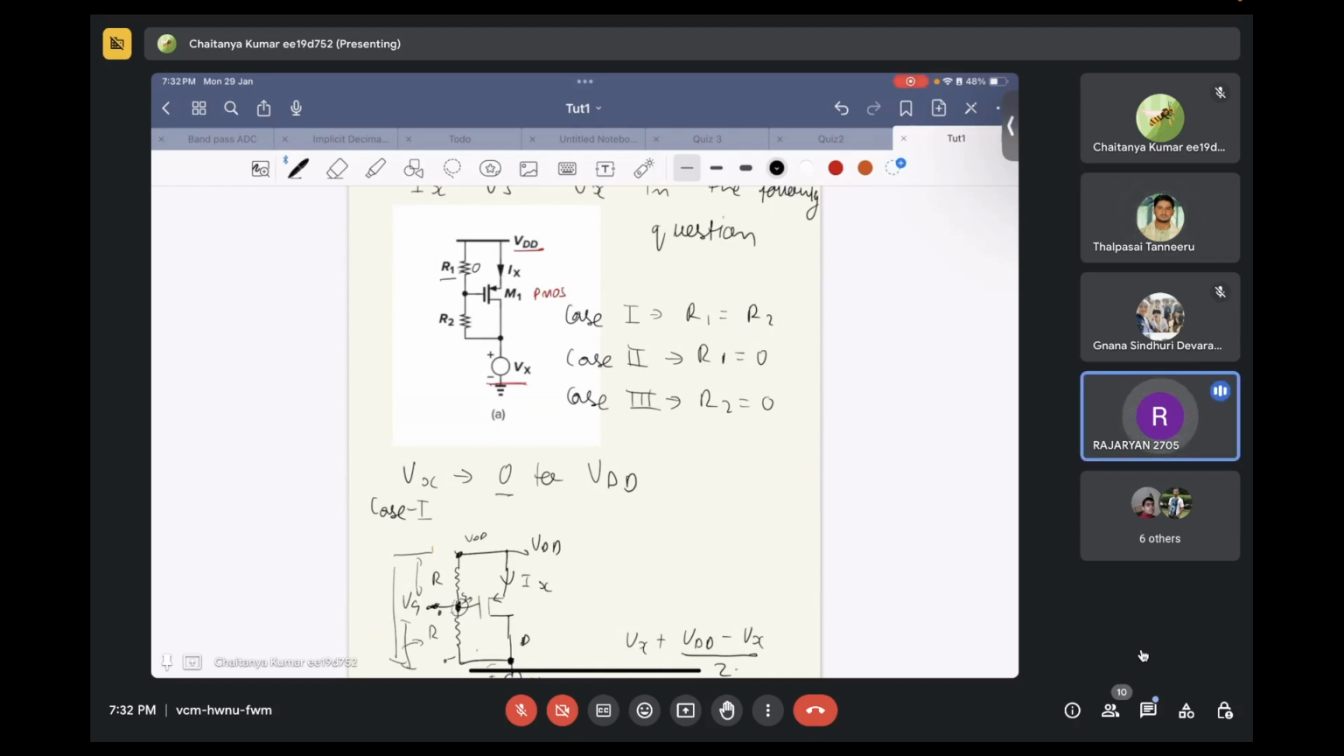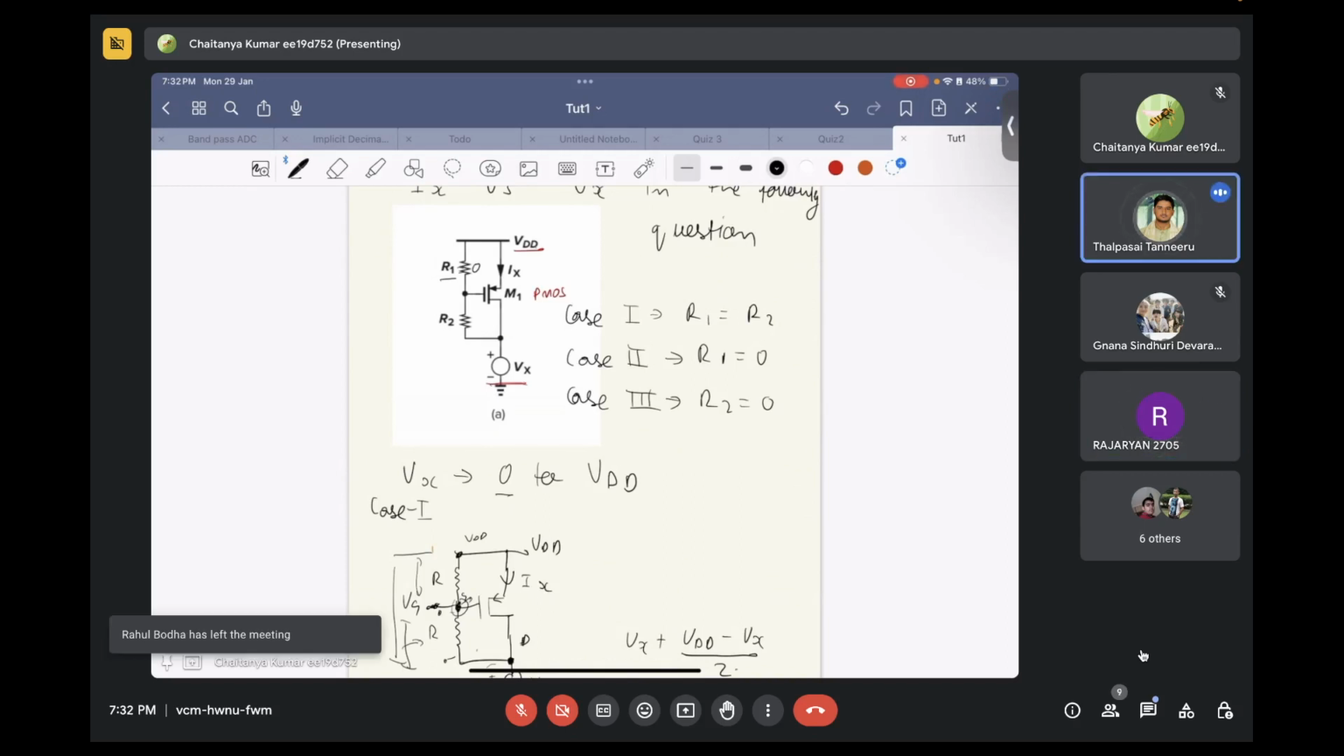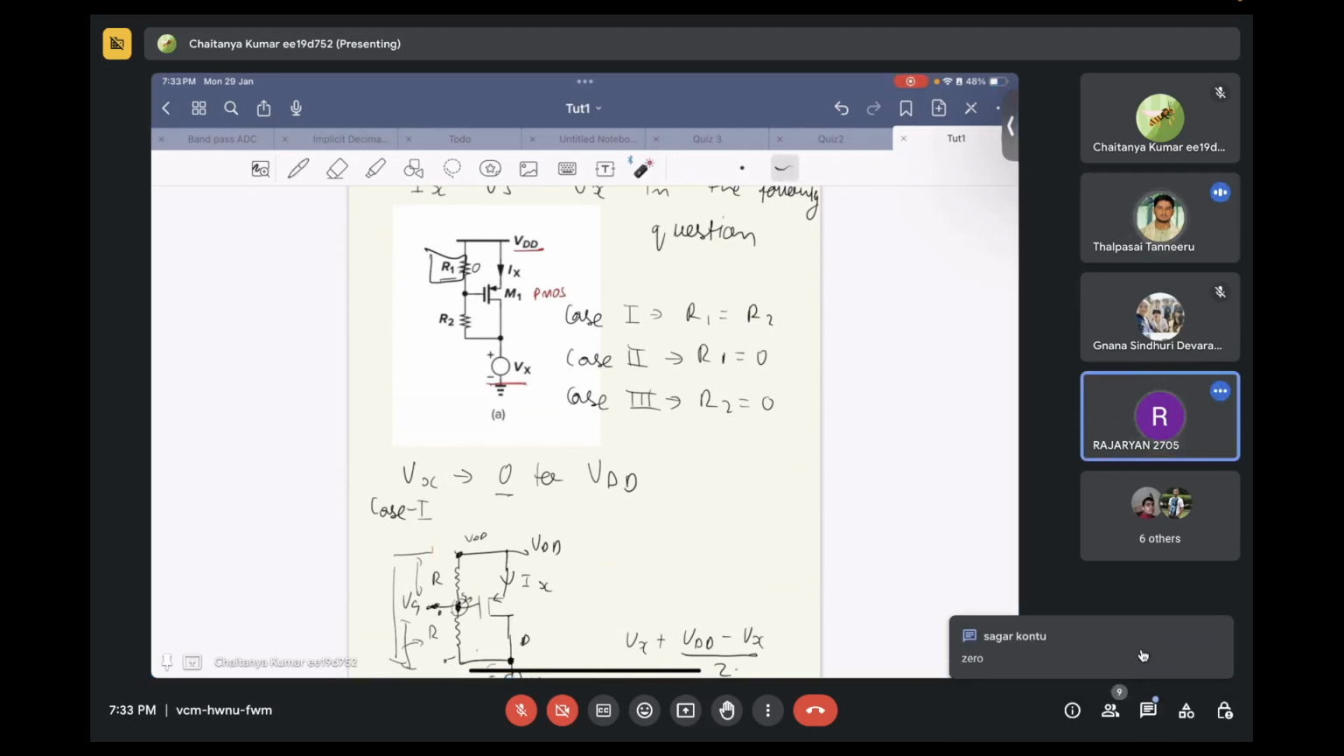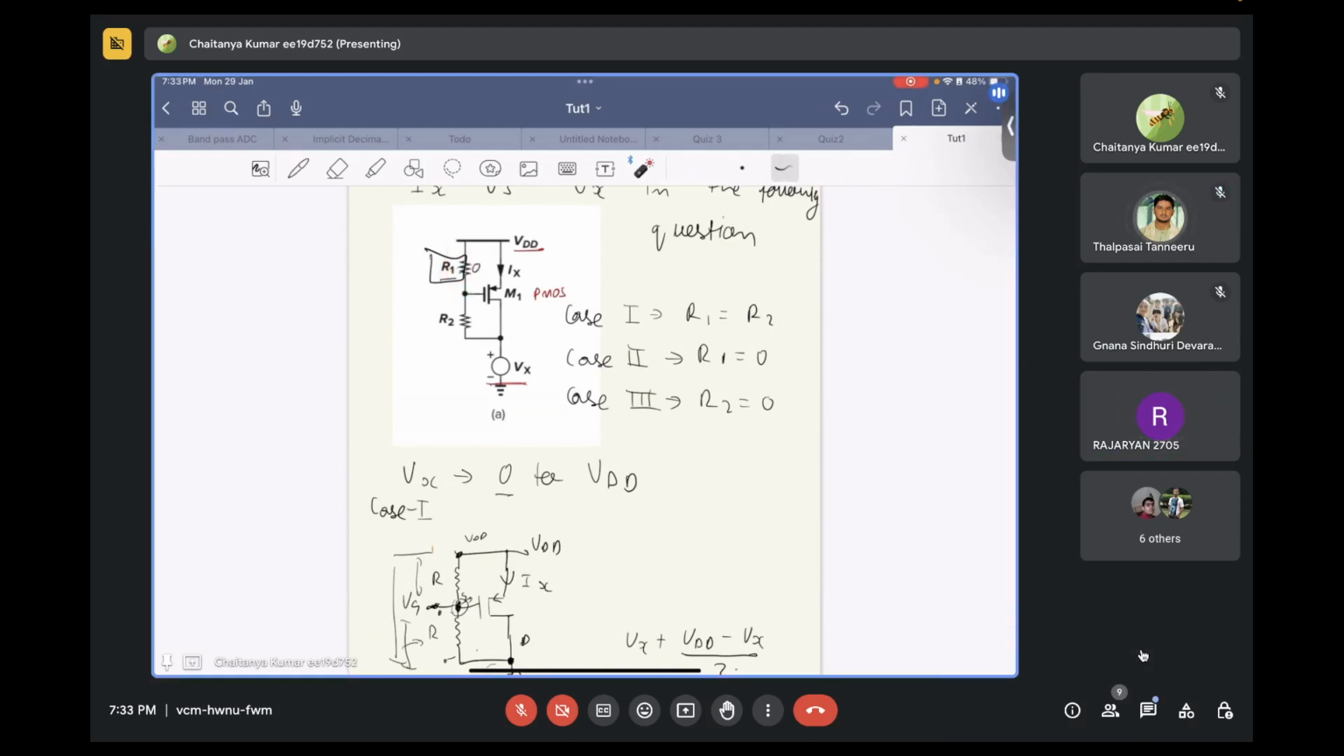No, sir. It would be VDD minus Vx. R1 is this quantity. So what is your VSG if this voltage goes to 0? Which one is your gate voltage? Across R1, right? If R1 is 0, the voltage across R1 is 0, your VSG is equal to 0. Correct?